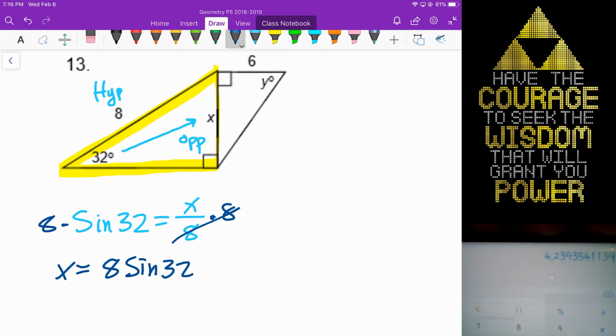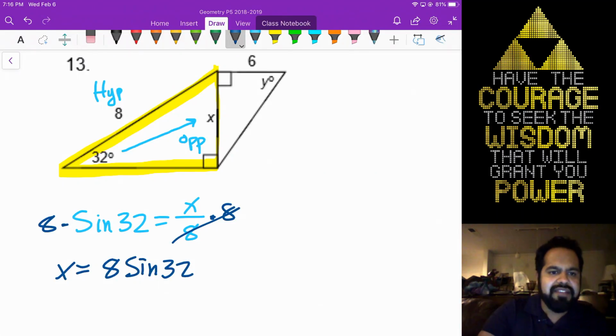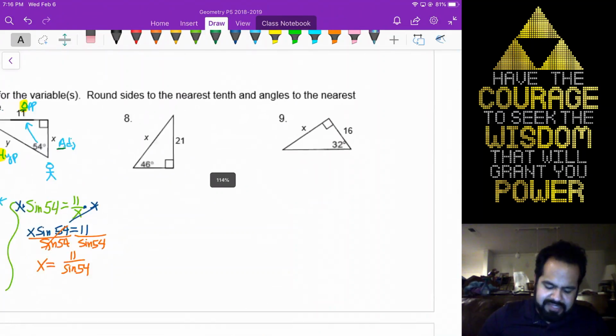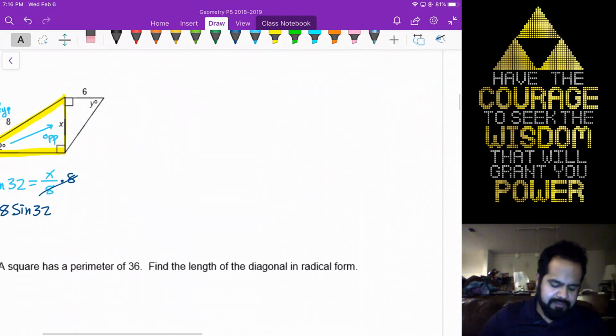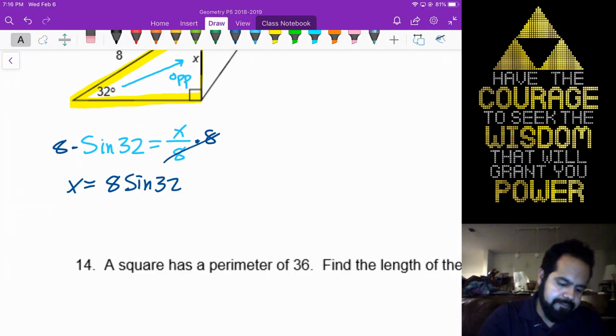Okay, so 4.23, blah, blah, blah. So let's keep that answer. Actually, before I keep it, let's check the directions. Round sides to the nearest tenth. Okay, let's keep it to the nearest tenth. So that's going to be a 4.2. Yay!